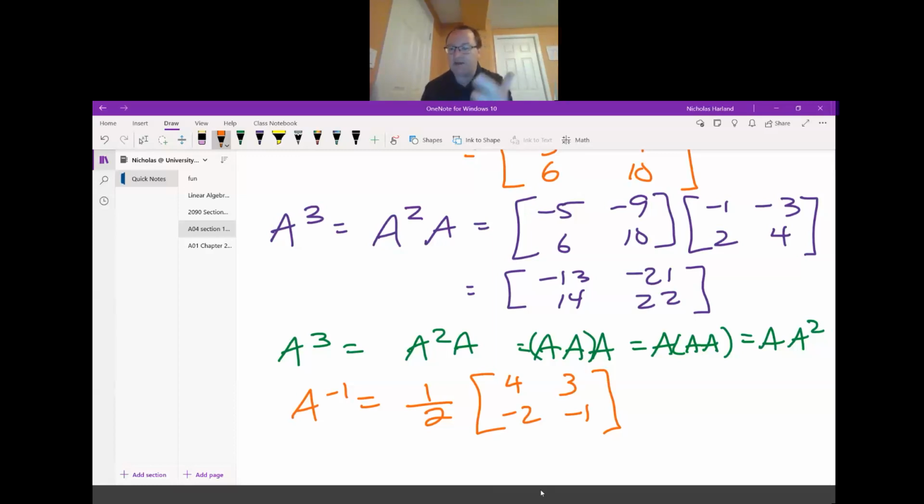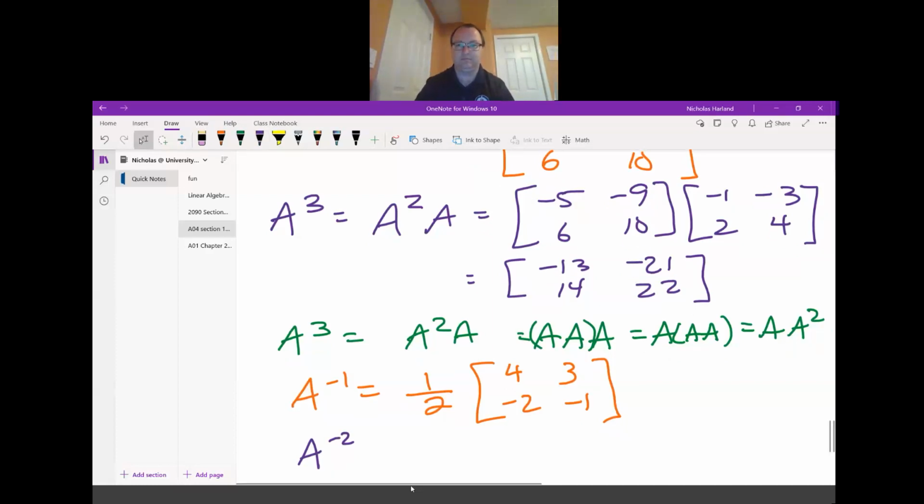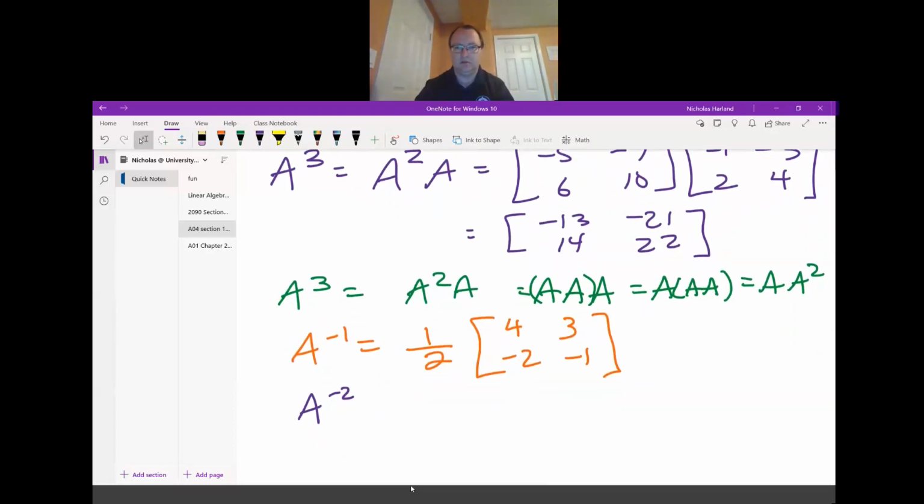All right, so here we have A inverse. The new question is, what do we do for A to the negative 2? If you want to augment it with the identity, there's certainly nothing wrong with that. But what do we do for A to the negative 2? Some people are saying it's A to the negative 1 times A to the negative 1. Sounds good to me.